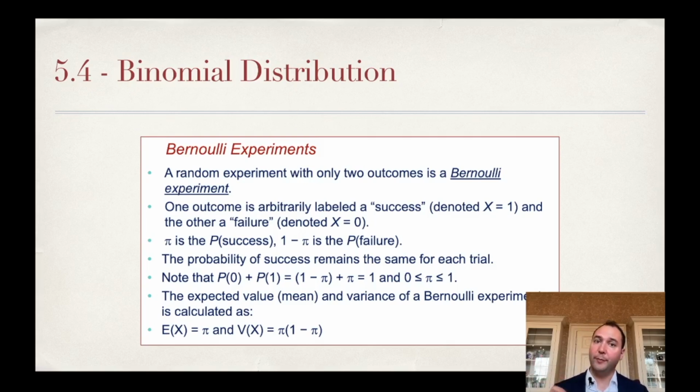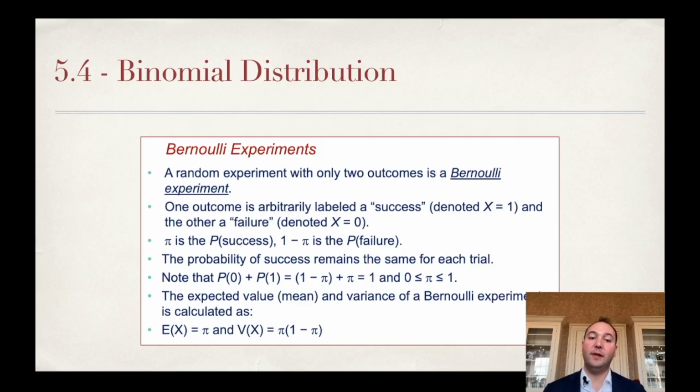It doesn't mean they're good or bad. We're just labeling the two outcomes. Either it's a success or a failure of whatever we labeled arbitrarily. Pi, not 3.14, but pi, the symbol, is used to denote the probability of success. 1 minus pi is obviously the probability of failure. If you're not successful, then you are failing. The probability of success remains the same for each trial. Every time we do the experiment, the probability of success before doing the experiment is always the same.